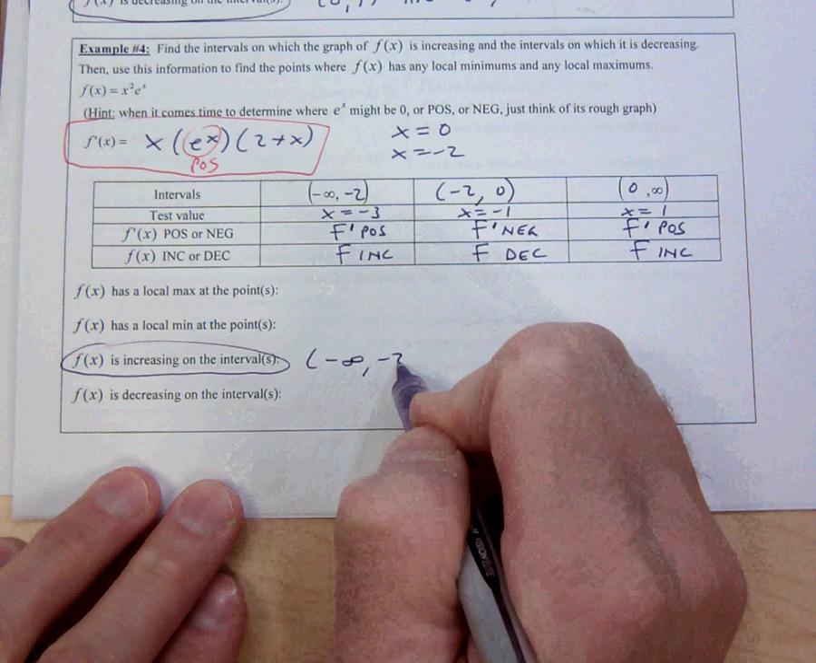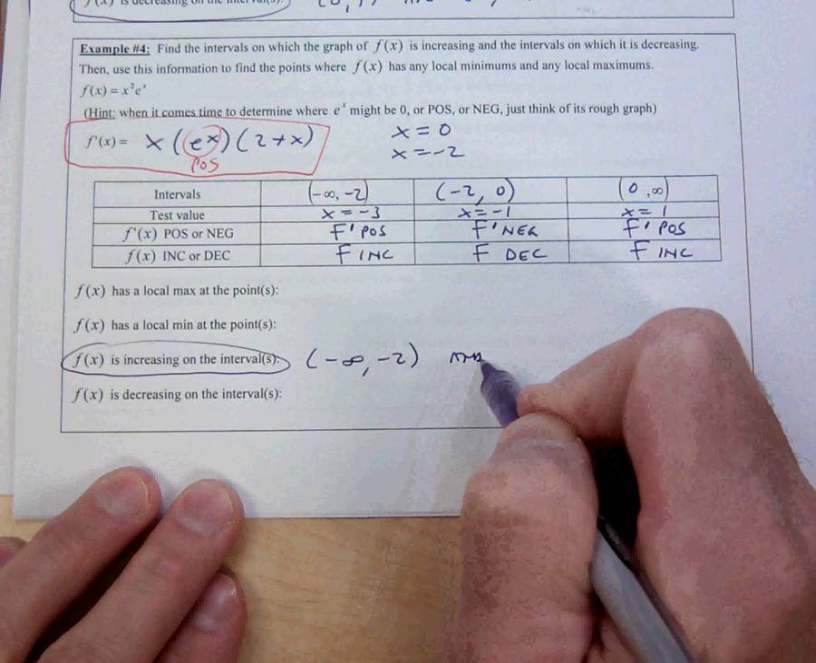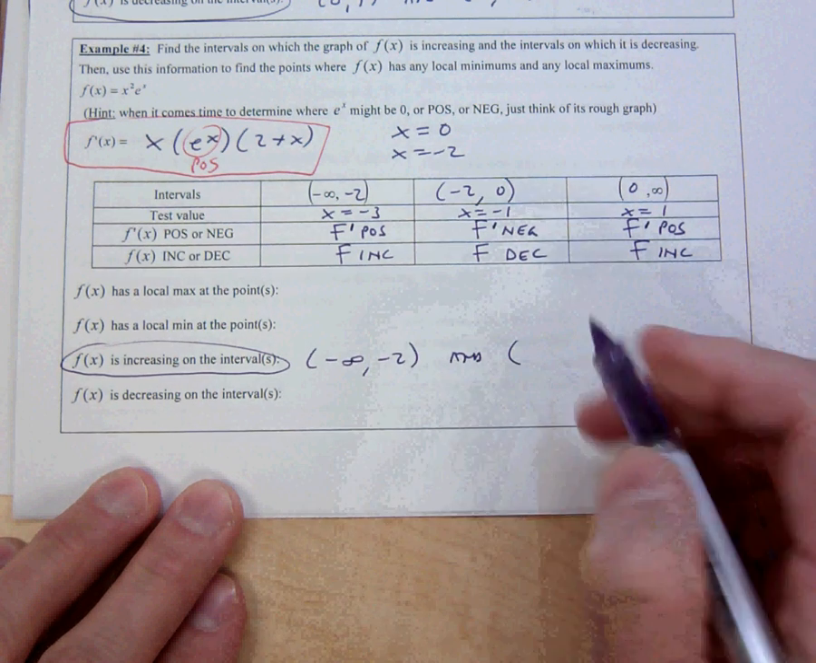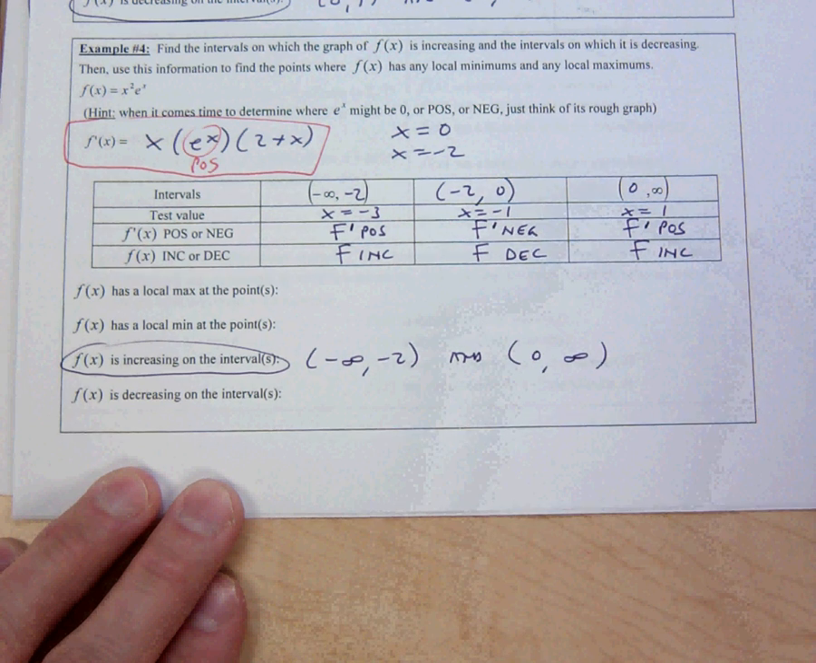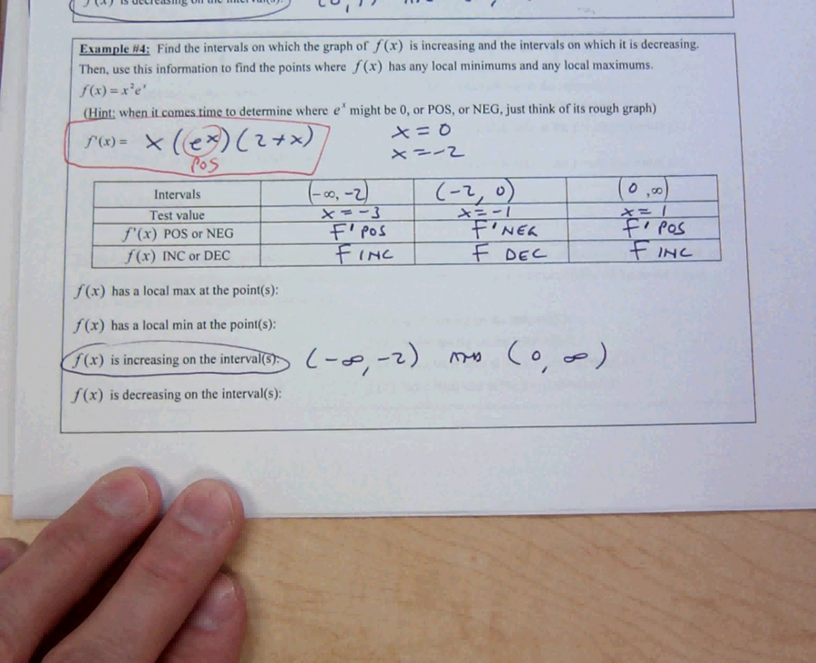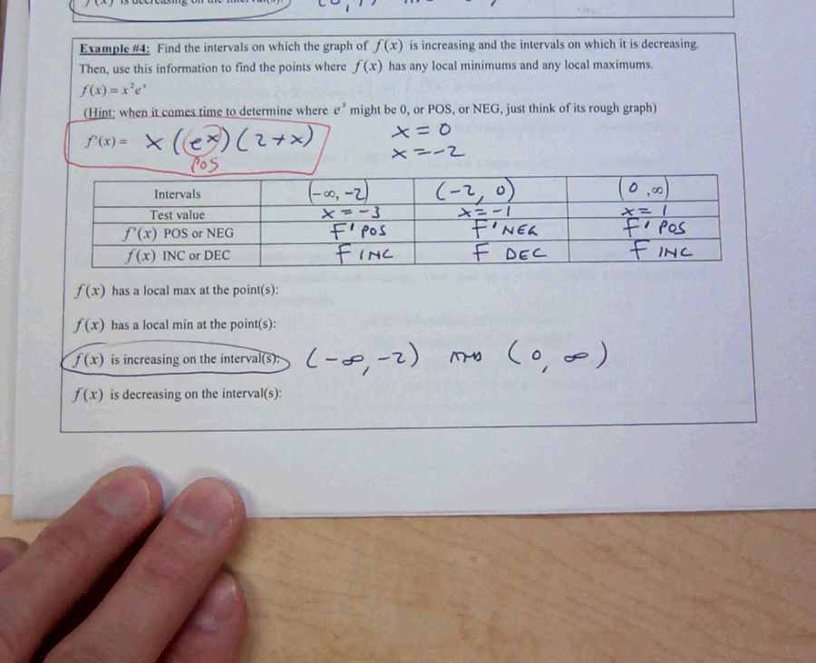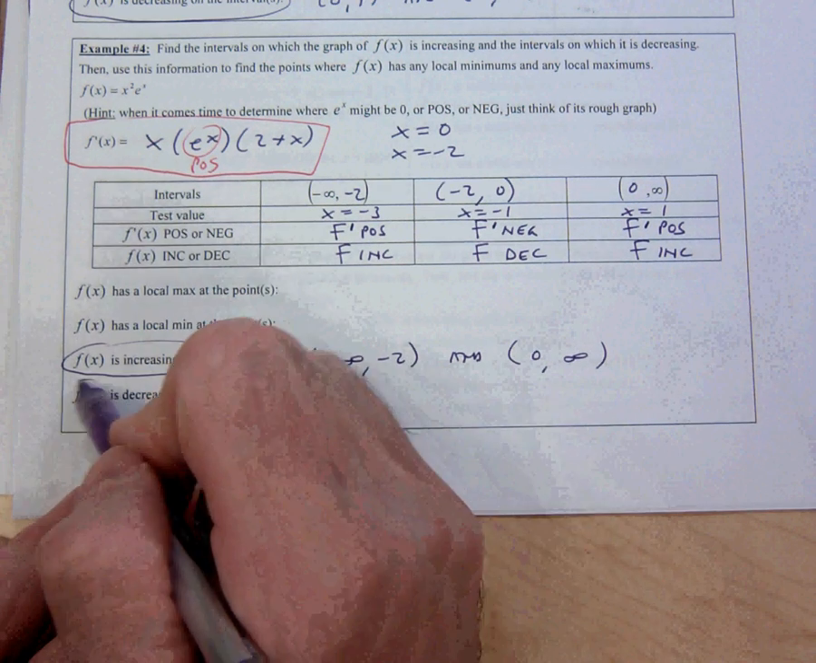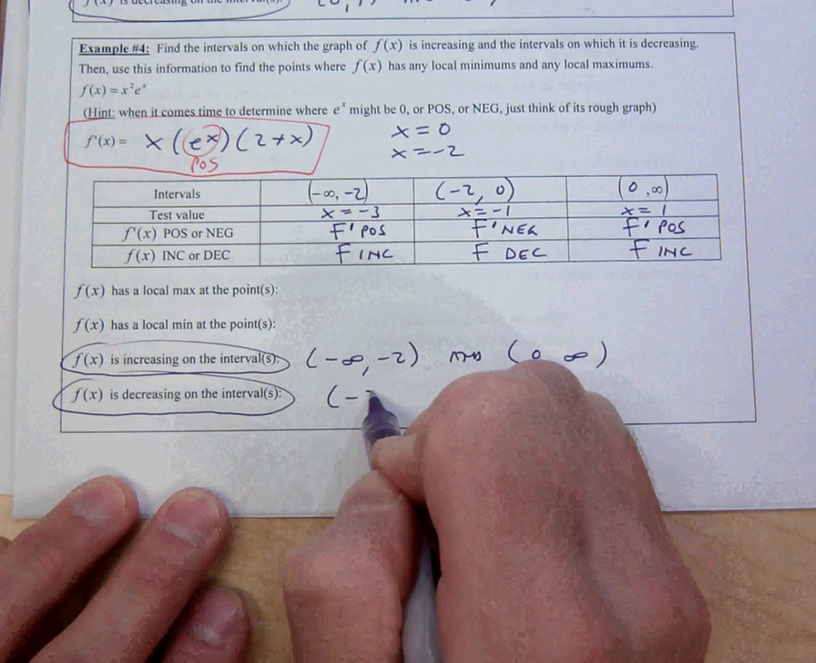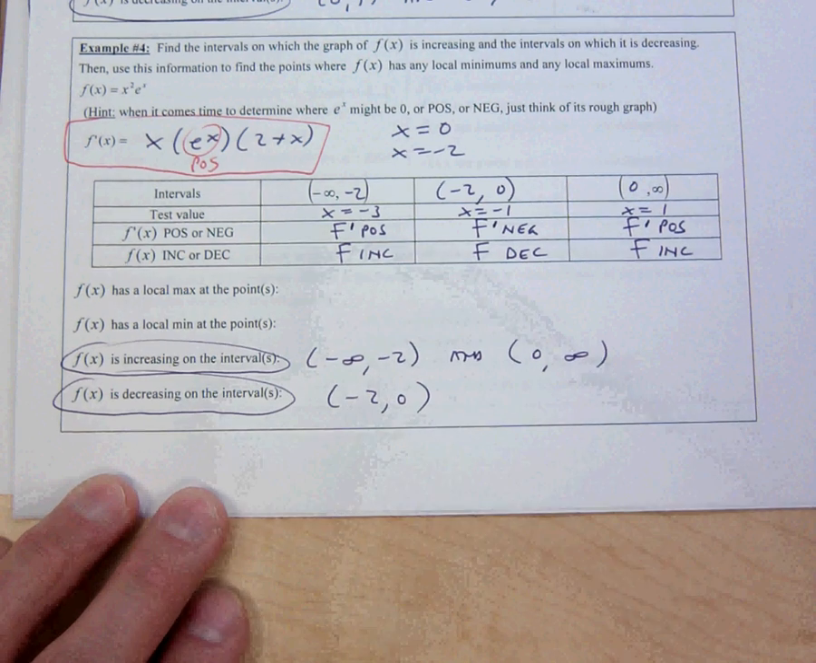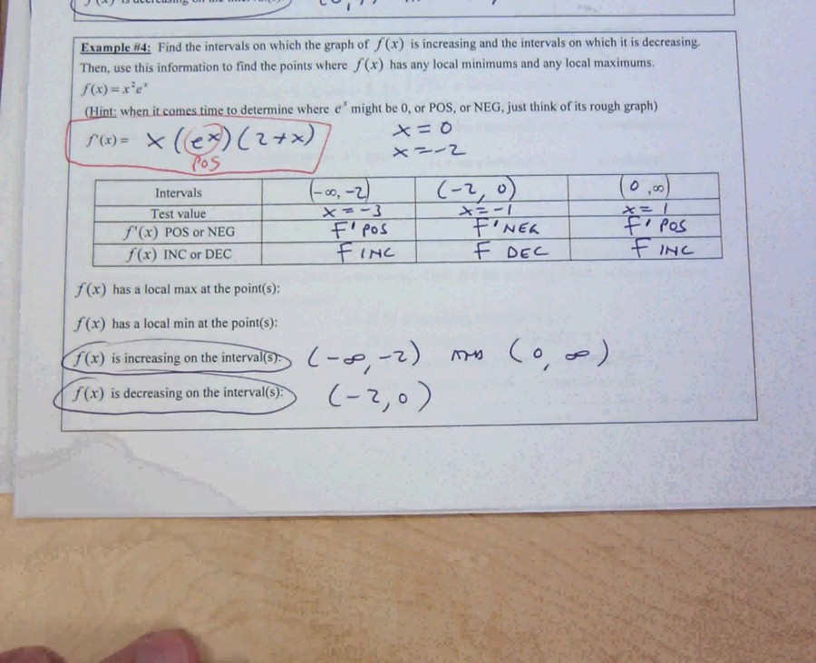-infinity to -2, and where else? And where else? 0 to what? Infinity. Is everybody okay with that? Yes? Should be writing these down. Everybody writing these down? Okay, on what intervals is f decreasing, guys? -2 to 0, yes?